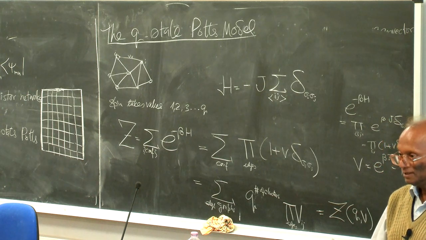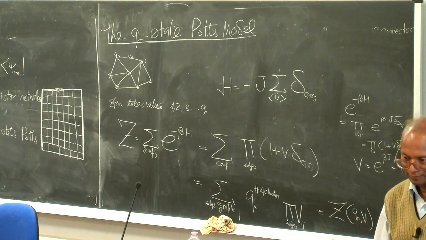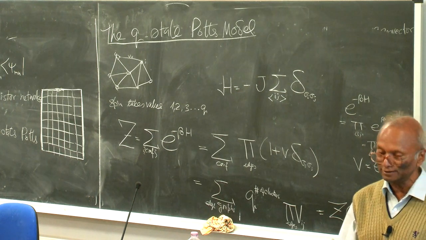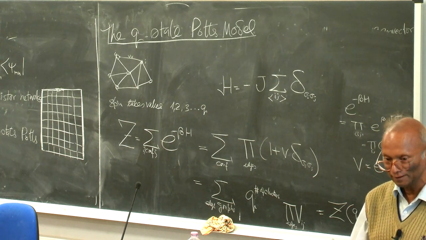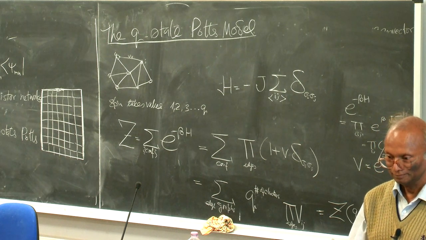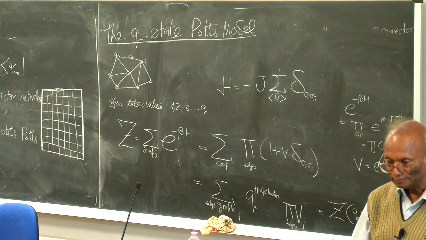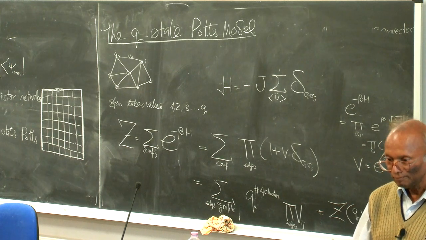So, the question is, in what sense is q equal to 1 the percolation problem? Because q equal to 1 seems to be a trivial problem, while the percolation problem is perhaps a non-trivial problem. So what's the connection? Maybe we somehow work with this and take a limit.